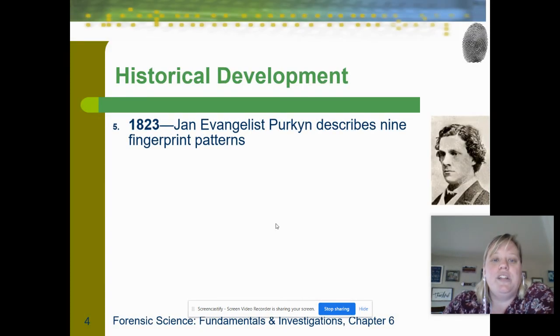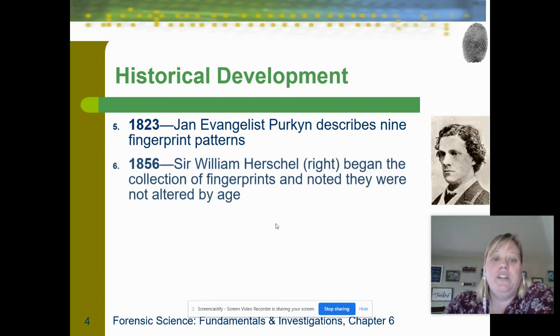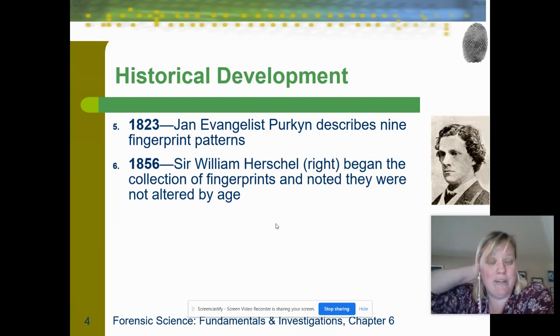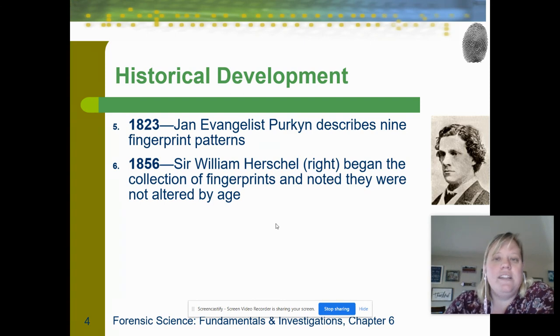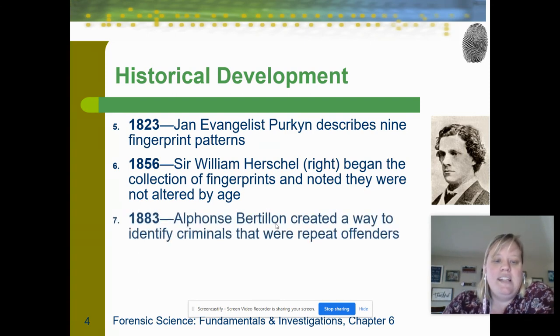And then in 1823, Jan Evangelista Purkinje described 9 different fingerprint patterns. William Herschel began the collection of fingerprints, if you remember correctly. We talked about him already. And he noted that no matter how old a person was, their fingerprints didn't change. In 1883, Bertillon created a way to identify criminals that were repeat offenders.